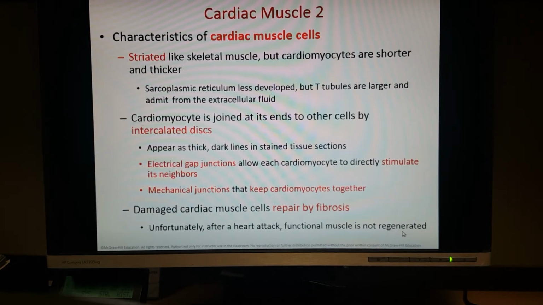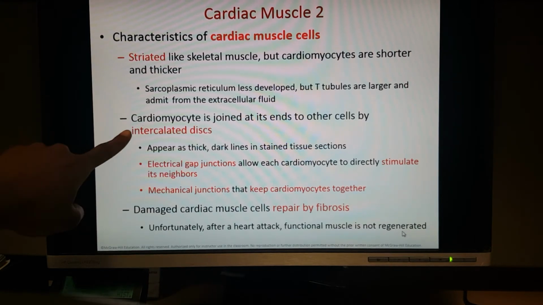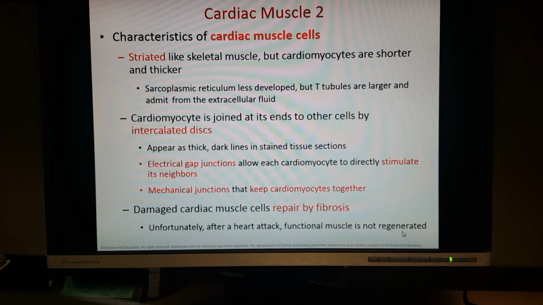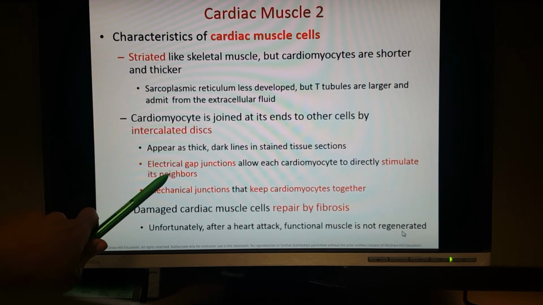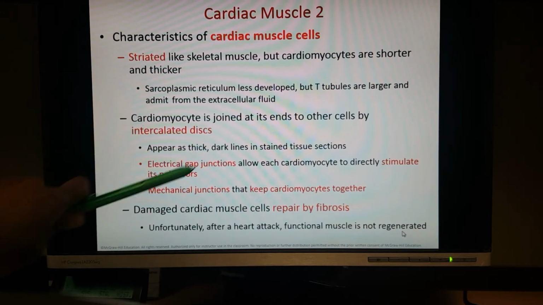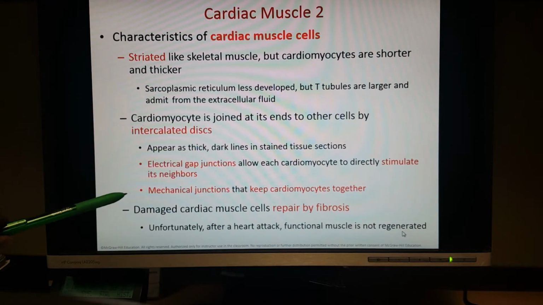Things that are unique for your cardiac muscle is that it's striated just like your skeletal muscle. So there's still an overlap of those thick and thin filaments, but your cardiomyocytes are shorter and thicker and branched, unlike your skeletal muscle. Cardiac muscle communicates from cell to cell through these intercalated discs, which you learned about in chapter 5 in the tissues. These discs work not only as electrical gap junctions to be able to send that signal from cell to cell so that they contract in unison, but also as mechanical junctions to keep the cardiomyocytes together.